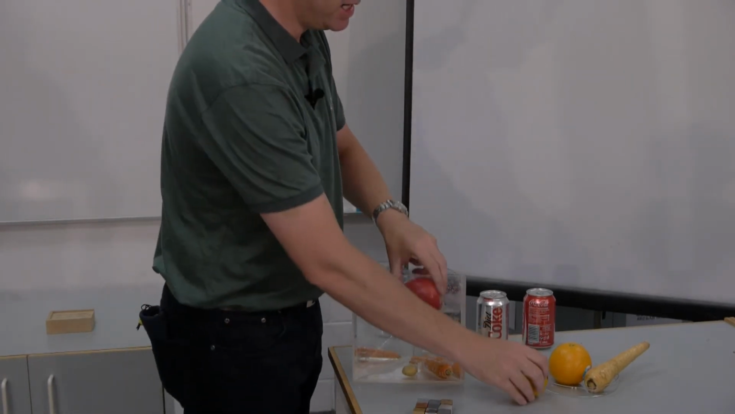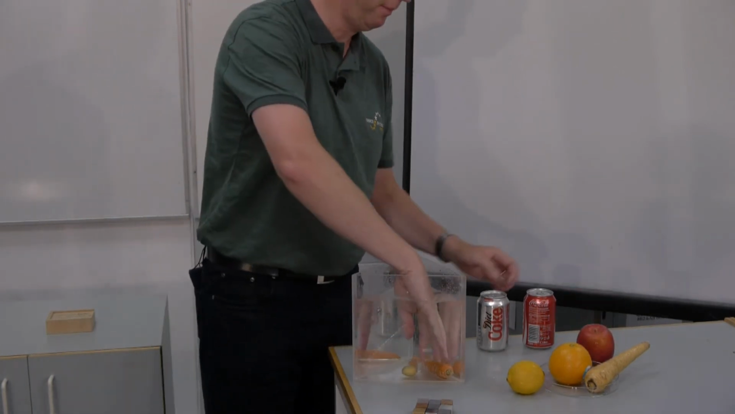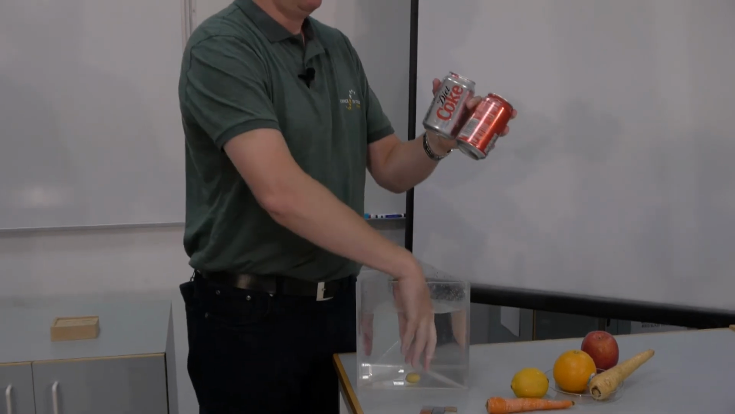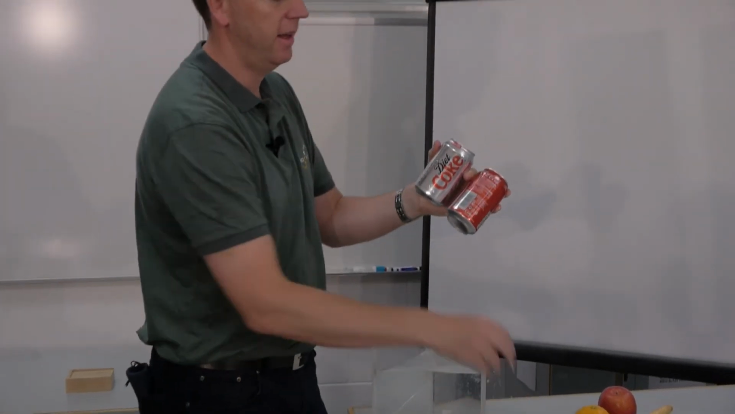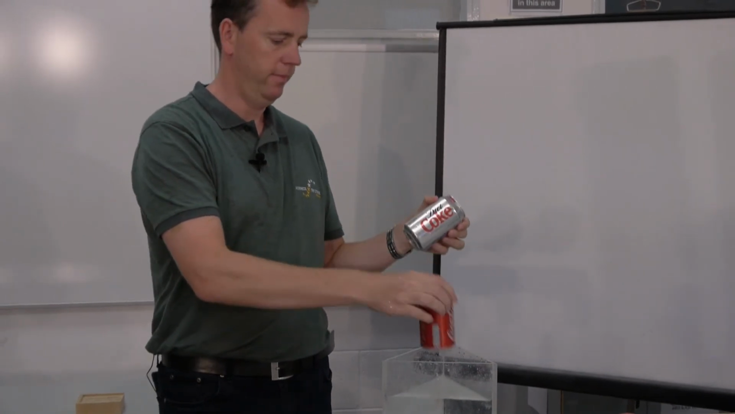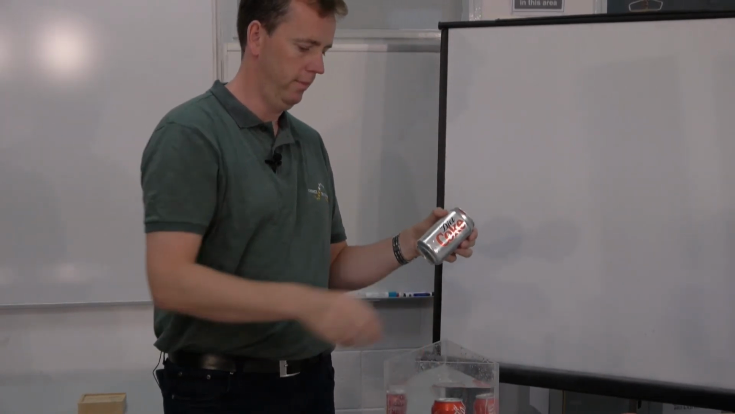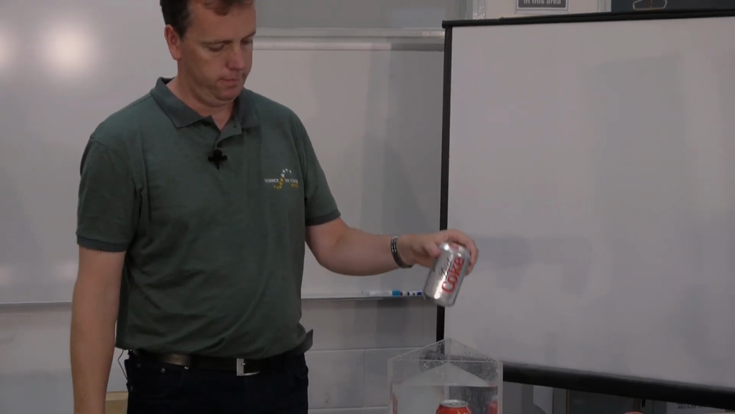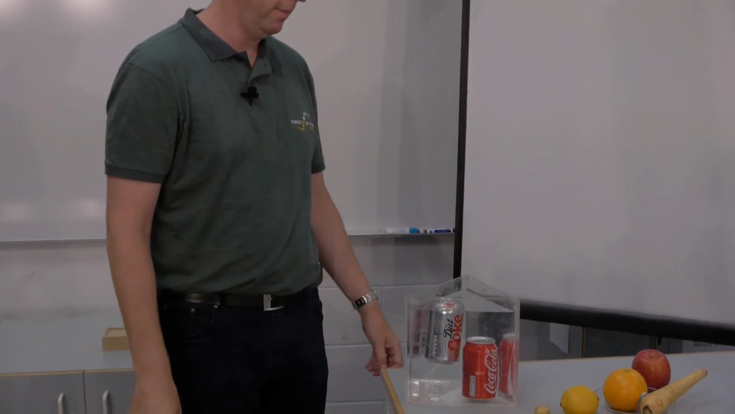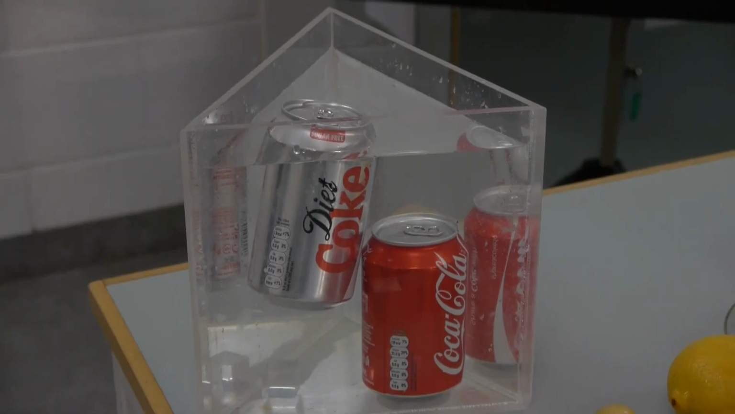And finally, if we take an idea of the two cans of Coke and ask the students to predict, will these sink or float? The reason the Coke sank is to do with the high sugar content within that drink. So it's a very novel way of introducing density to students.